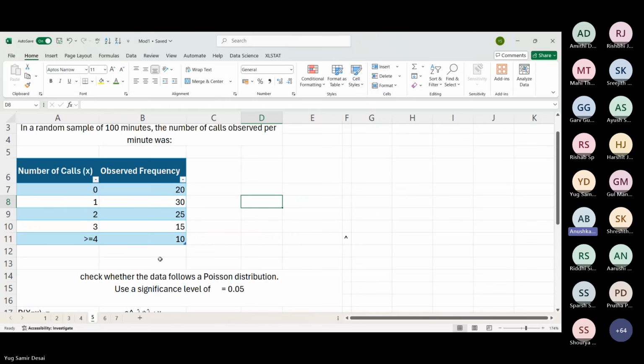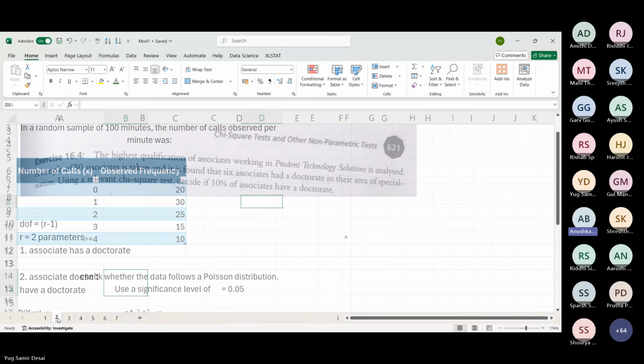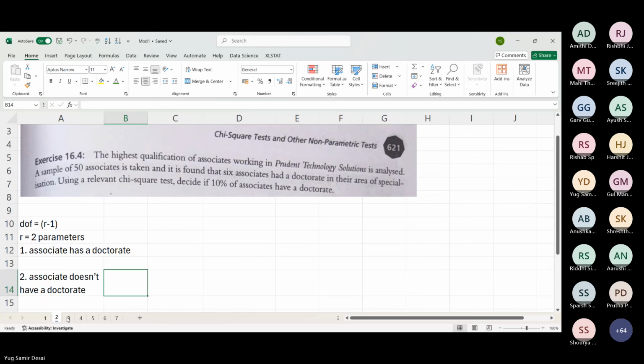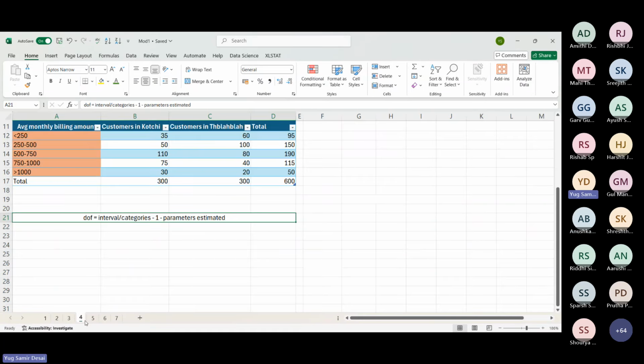Okay. So there are three ways to calculate degrees of freedom. One is where the columns and the rows are given. One is where only the row is given, and another one is where they are continuous. Okay, understood.